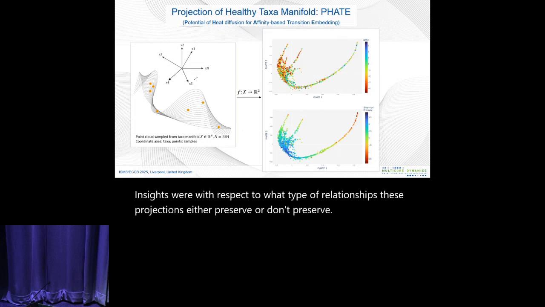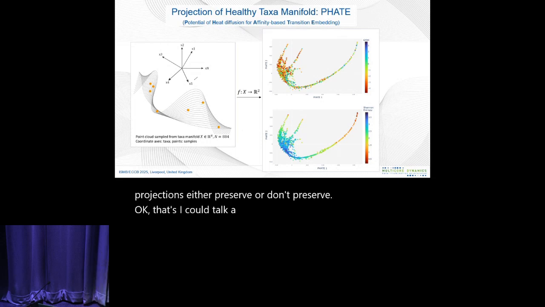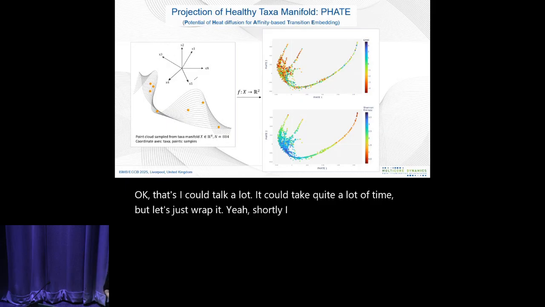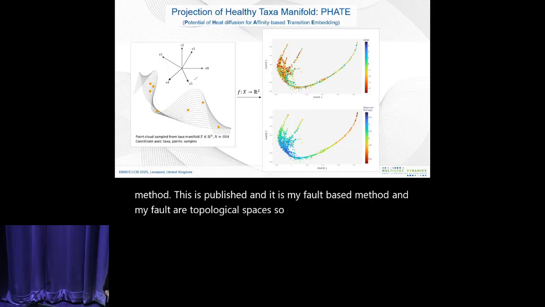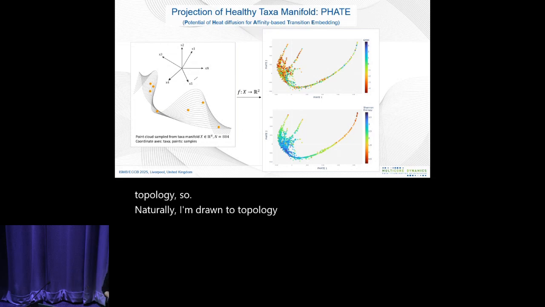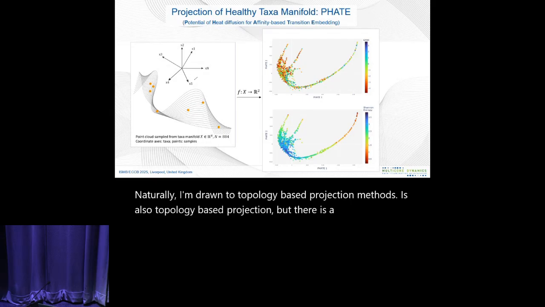Okay, I could talk a lot. It could take quite a long time, but let's just wrap it up shortly. I would encourage you to read the paper which published this method. This is not my method. This is published. And it is a manifold-based method, and manifolds are topological spaces. So I work in algebraic topology, so naturally I'm drawn to topology-based projection methods. UMAP is also a topology-based projection, but there is a randomness in the UMAP.